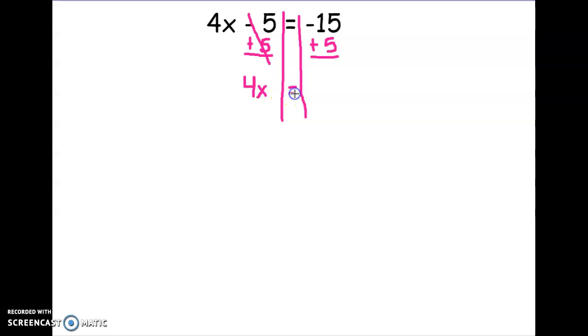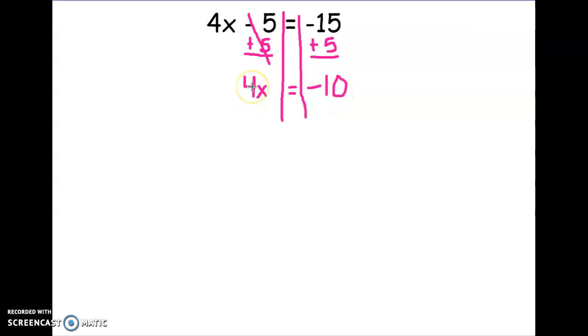I then bring down my equal sign, and I know that negative 15 plus 5. Now remember, I have more negatives, so more bad guys. I've got 15 bad guys, 5 good guys. I have more bad guys, so I know my answer is negative. And then I'm going to go ahead and add 5. Signs are different, I find the difference. 15 minus 5 is 10. There we go. Now I'm left with 4 times x equals negative 10.